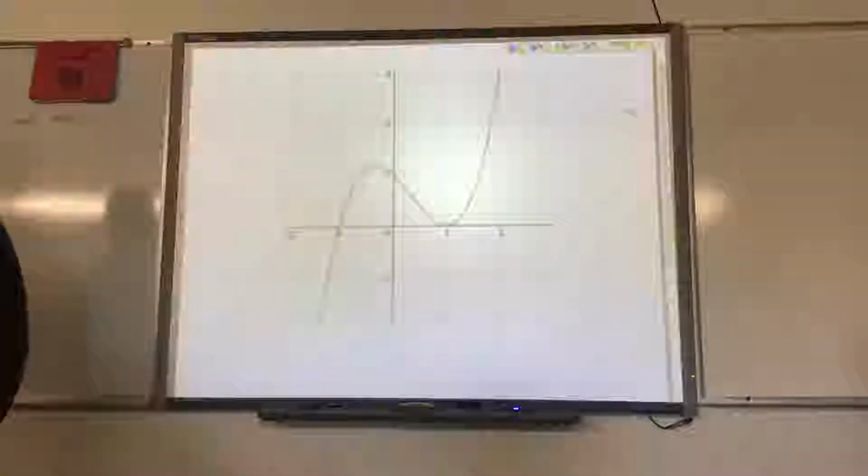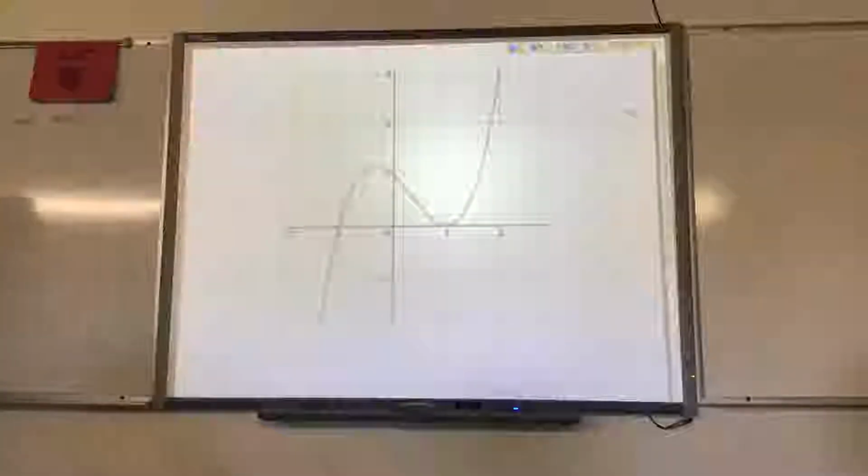What's the other value theorem that we know? Intermediate value theorem. What's another word for average? Mean. So this is the mean value theorem. We're looking at the mean value theorem.